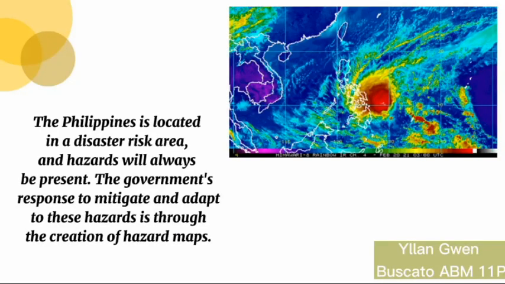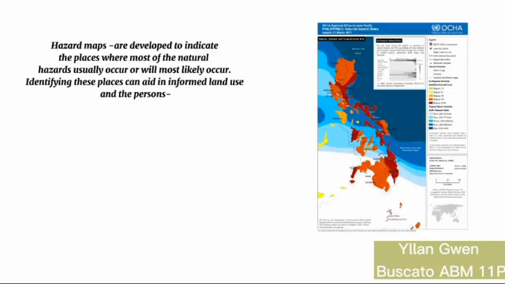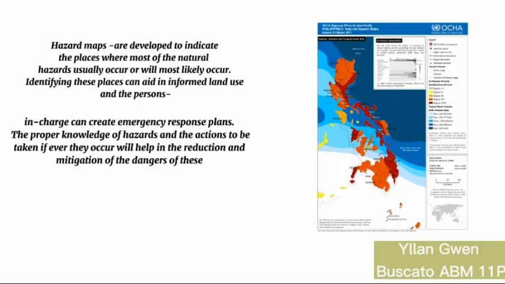The Philippines is located in a disaster risk area and hazards will always be present. The government's response to mitigate and adapt to these hazards is through the creation of hazard maps. Hazard maps are developed to indicate the places where most of the natural hazards usually occur or will most likely occur. Identifying these places can aid in informed land use, and the persons in charge can create emergency response plans.